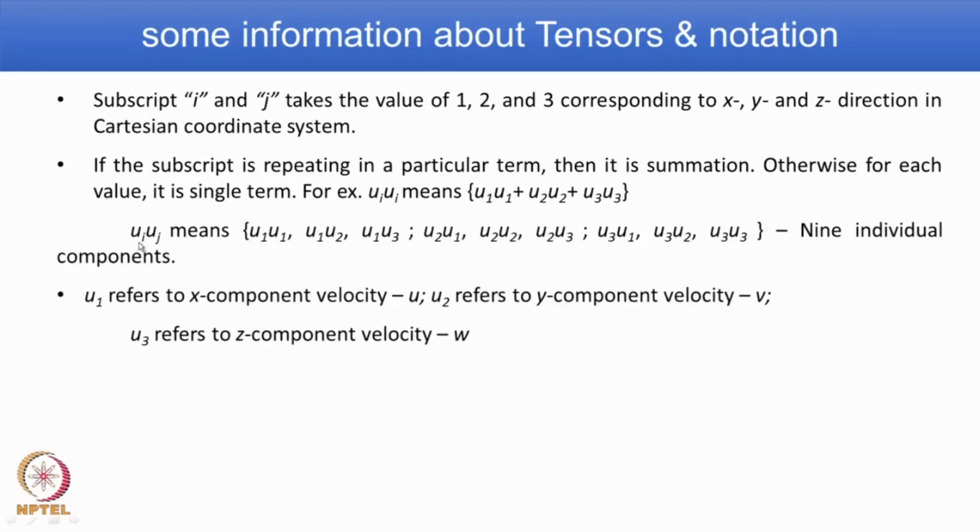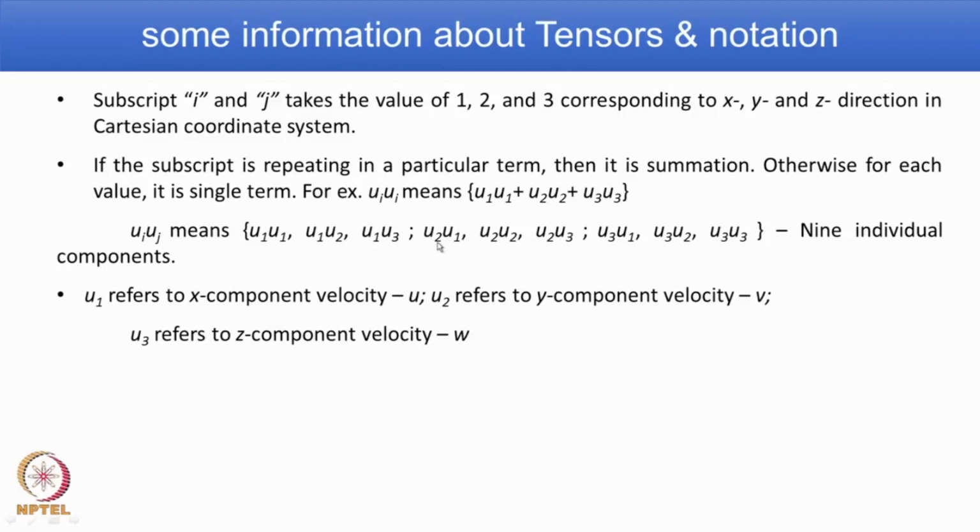If you write ui uj, the subscripts are not repeating. i takes a value independently 1, 2, 3 and j takes a value independently 1, 2, 3. So we write a complete form: for every i value, j will take values 1, 2, 3. So u1 u1, which means i is 1, j is 1; u1 u2, which means i is 1, j is 2; u1 u3, which means i is 1 and j is 3. You can observe each term is independent.